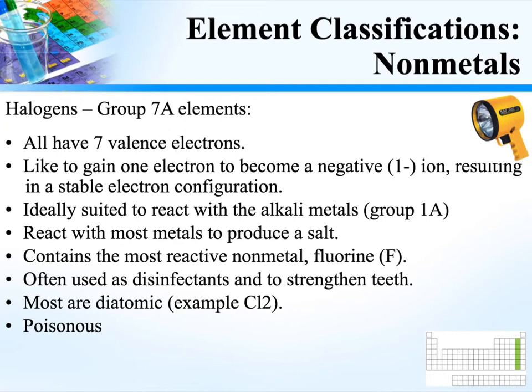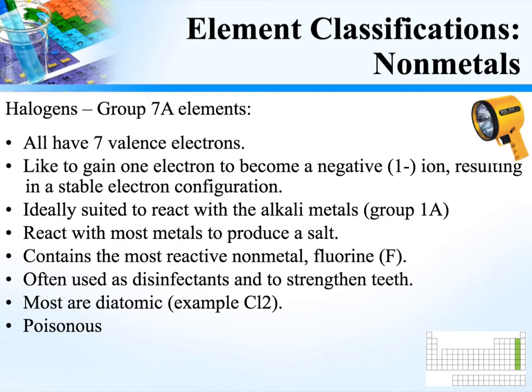They contain most of the reactive nonmetals, and the most reactive nonmetal is fluorine. It's the most electronegative element on the periodic table and is commonly found in toothpaste and in drinking water to protect our tooth enamel. This group of elements is also often used as disinfectants, such as chlorine. It is a deadly gas that reacts with nearly all elements, but it's commonly found in cleaning agents and used in sanitation. It can also be found in stomach acid.